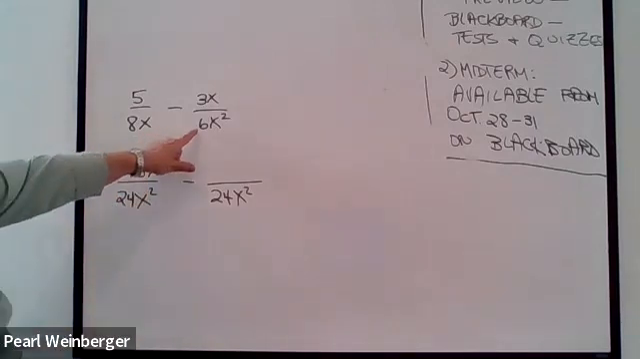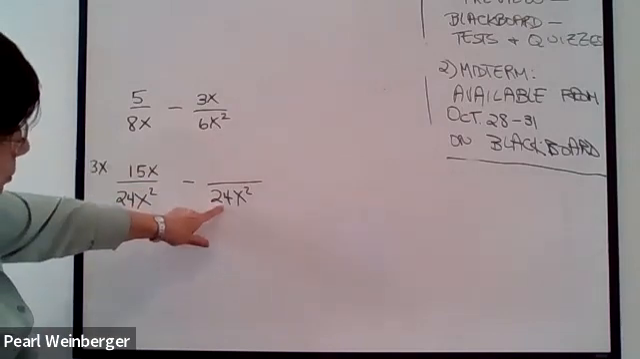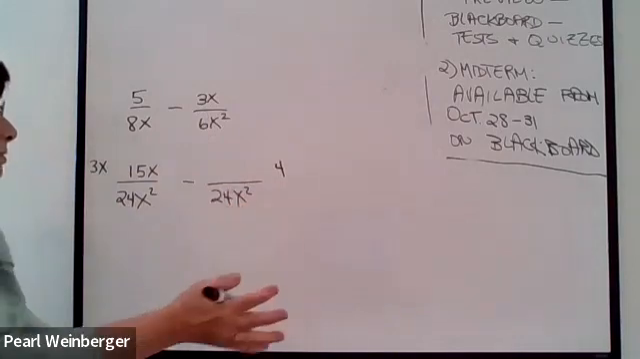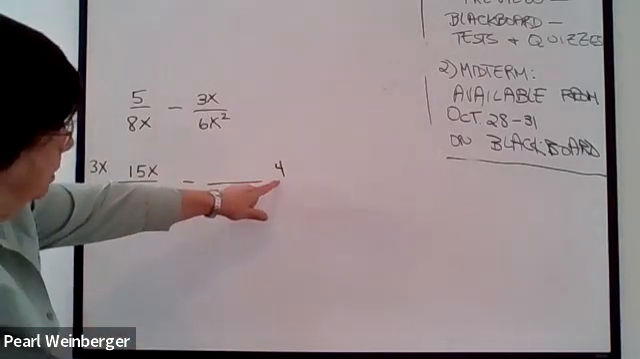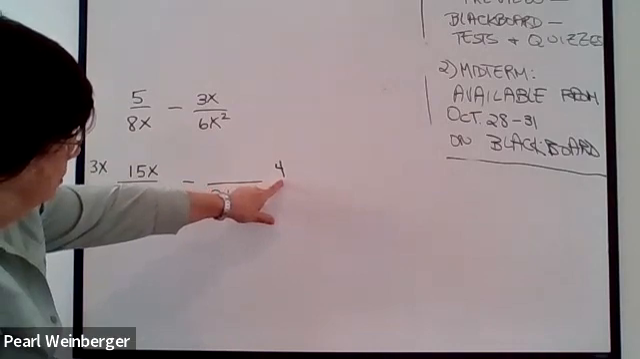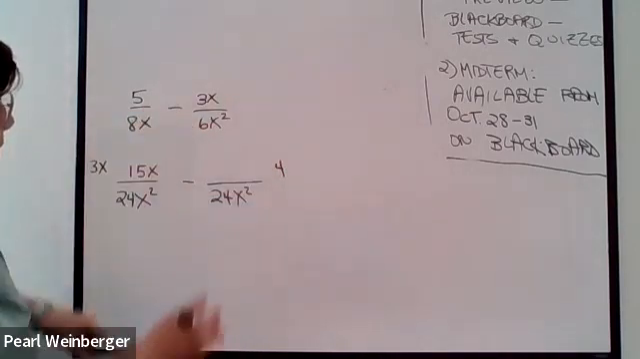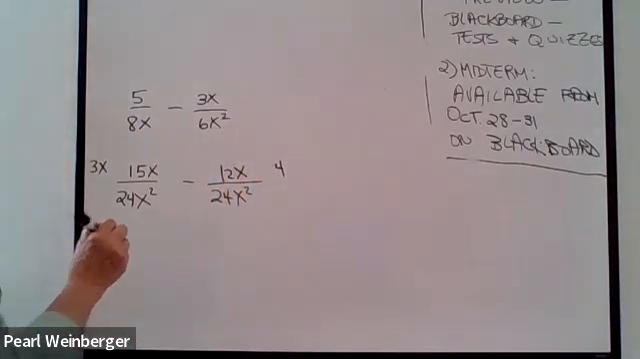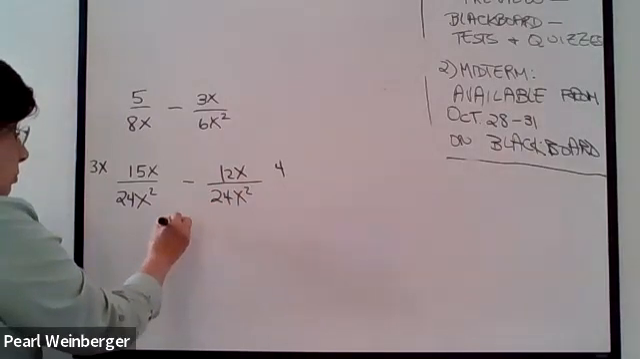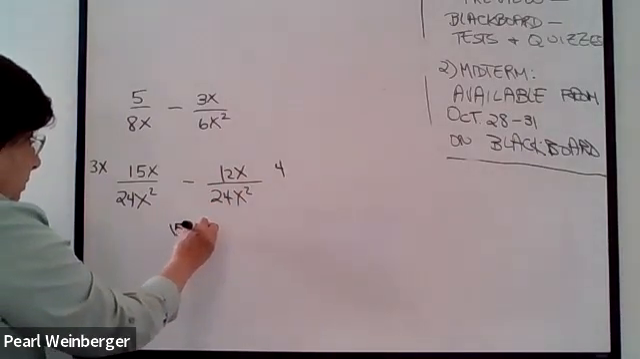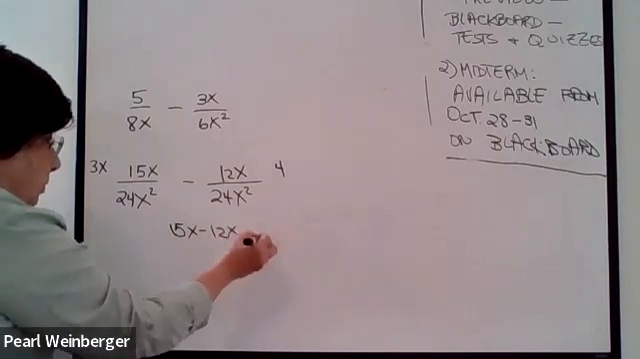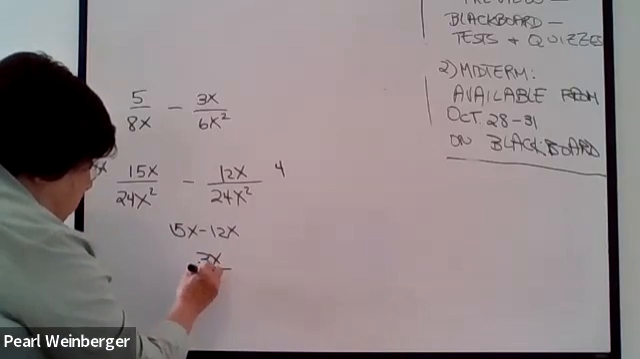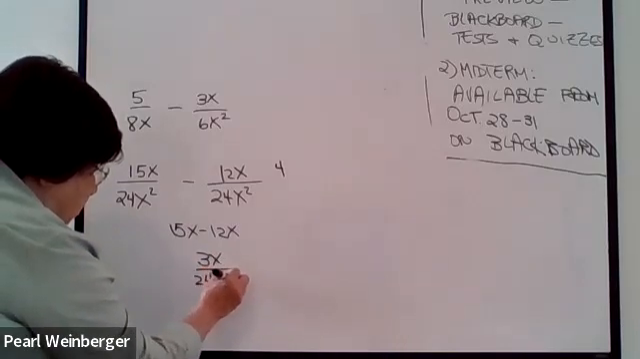I then do the same thing with my second fraction. 6 into 24 gives me 4. The x squared into the x squared cancels out. So all I have to multiply the numerator by is 4. 4 times 3x is 12x. Now that I have a common denominator, I just combine the numerators, the 15x minus the 12x, which gives me 3x, and put it over the 24x squared.